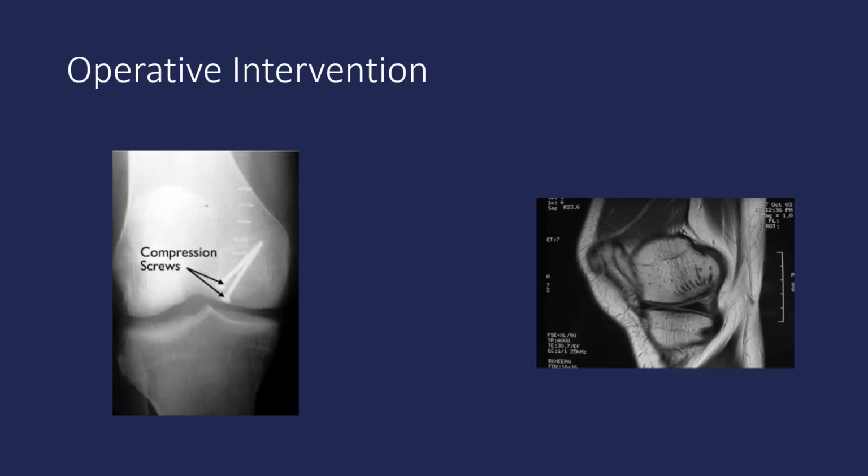You're going to learn a lot more about different surgeries for cartilage injuries of the knee, which may include a compression screw, microfracture, or OATS.